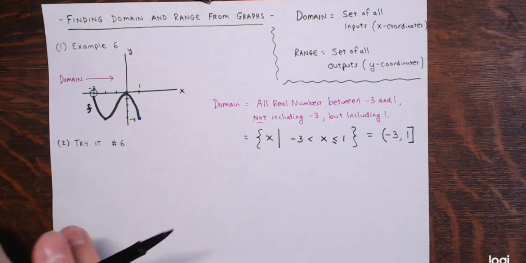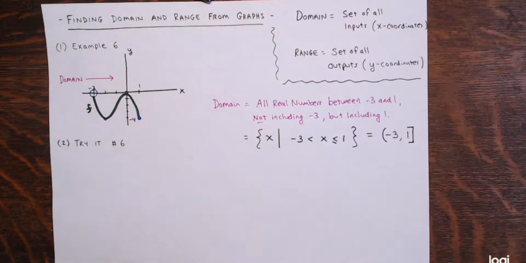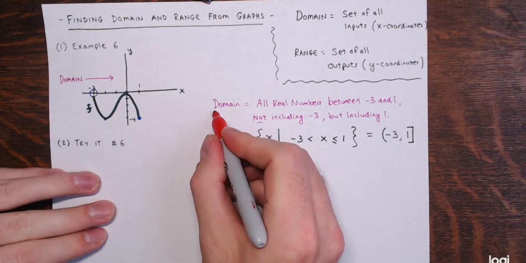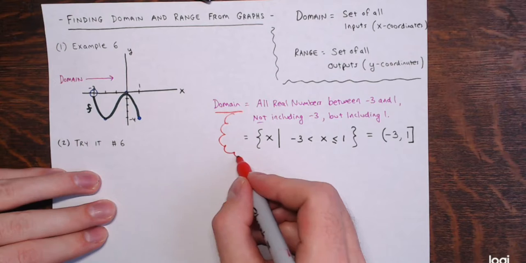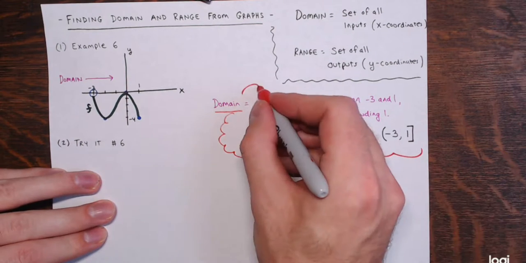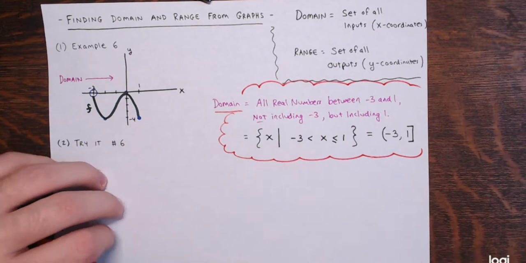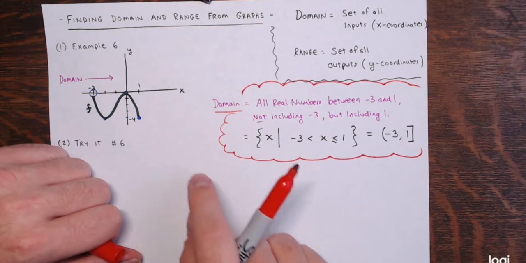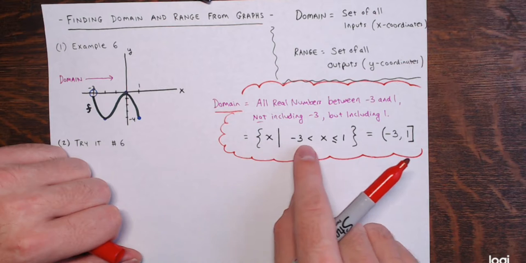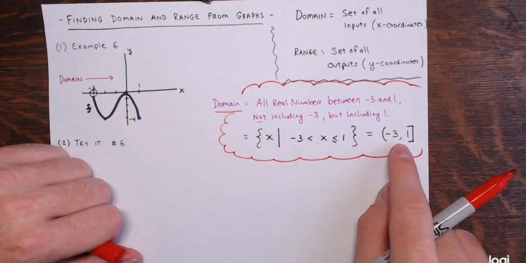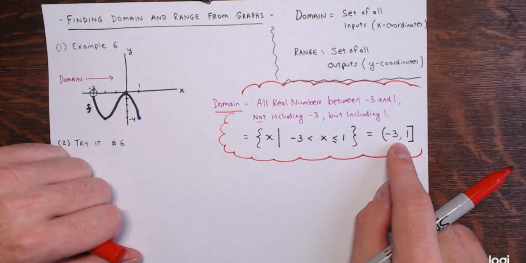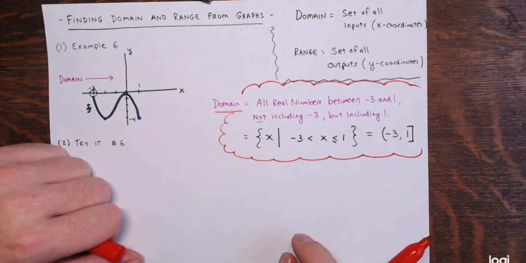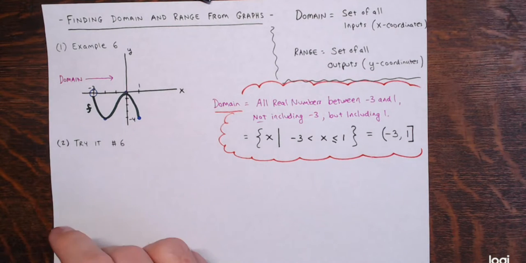So there are 3 different ways to describe the domain of this function, and they're all equally valid. Describing it in words, what x coordinates are used, describing it in set builder notation, and describing it with interval notation. All 3 of these are the same set of numbers. They're describing the same x coordinates, right? All the inputs for the function f.